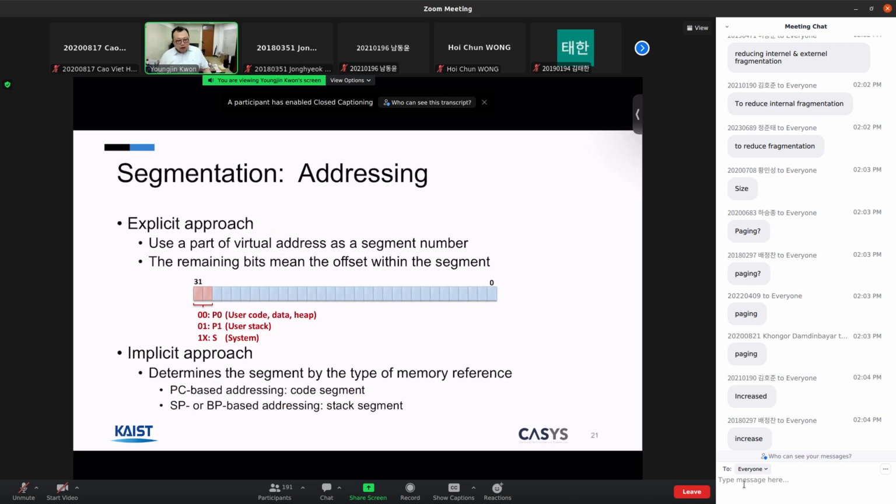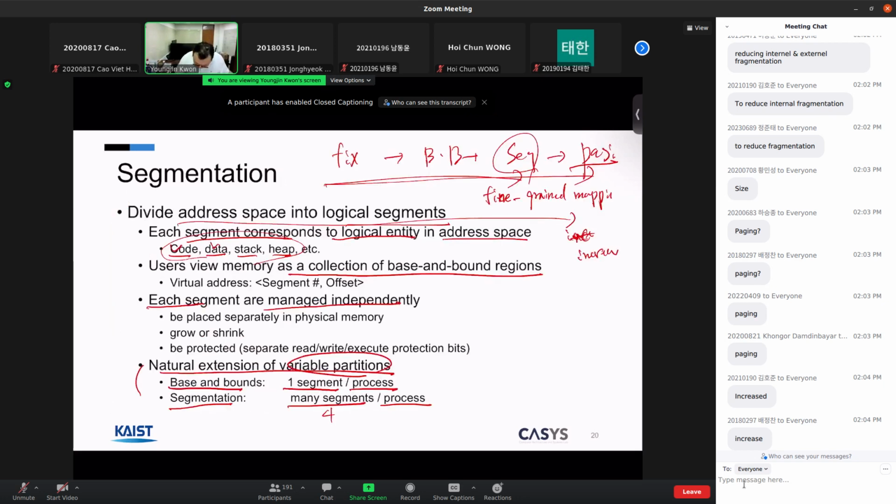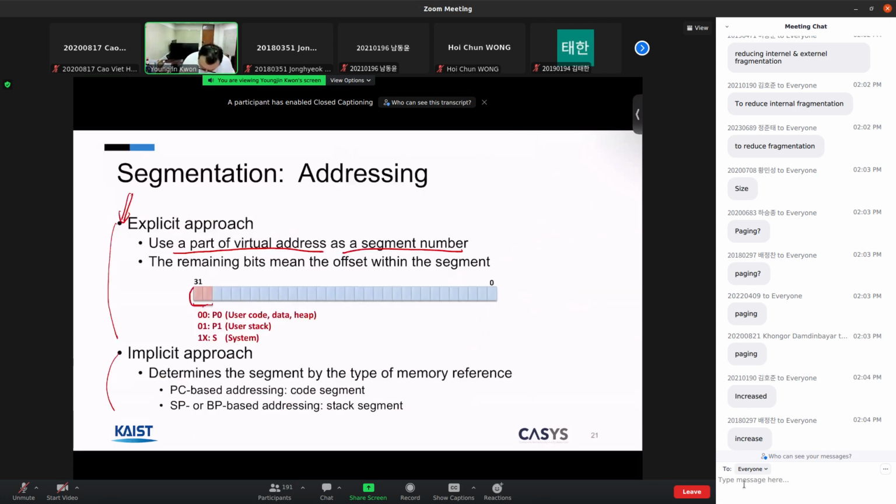Let's take a look at segmentation. There is an implicit approach and an explicit approach, but most hardware supports the explicit approach. It means they use a part of the virtual address as the segment number. So for code, data, heap, and stack, four segments exist. So how many bits? Two bits.